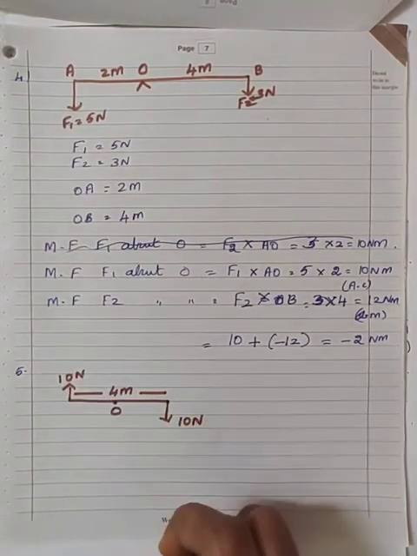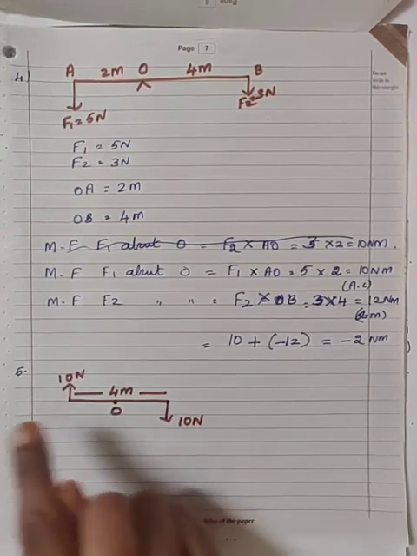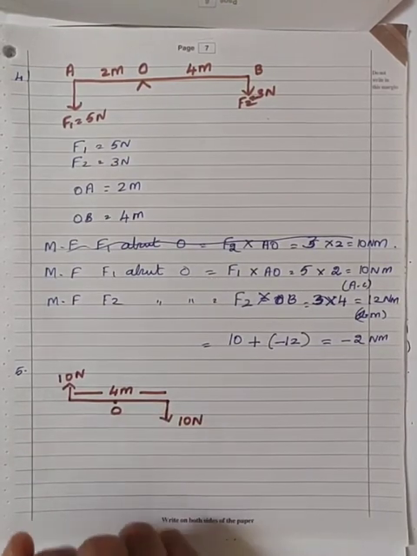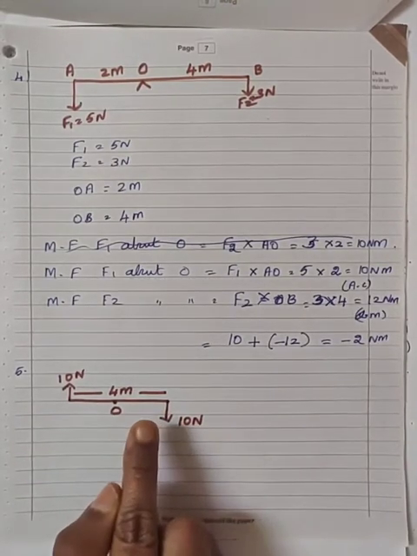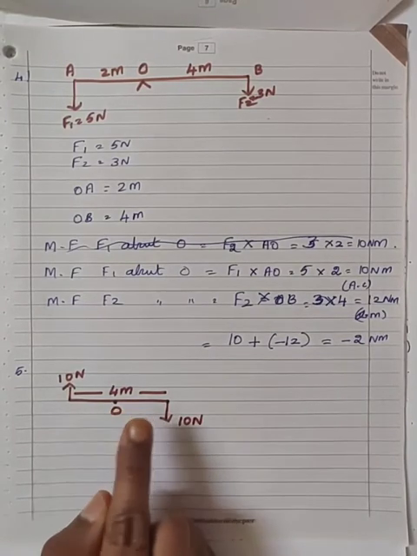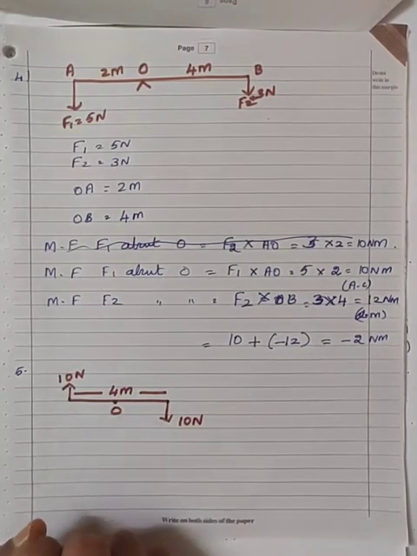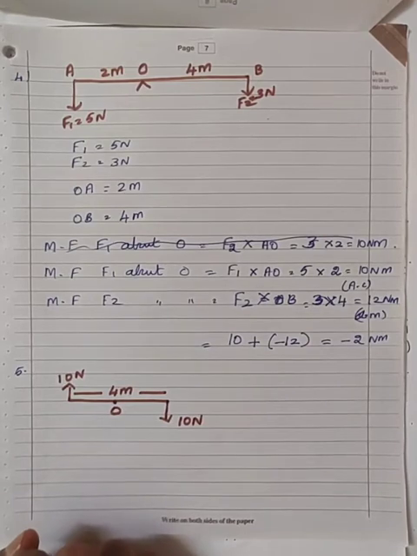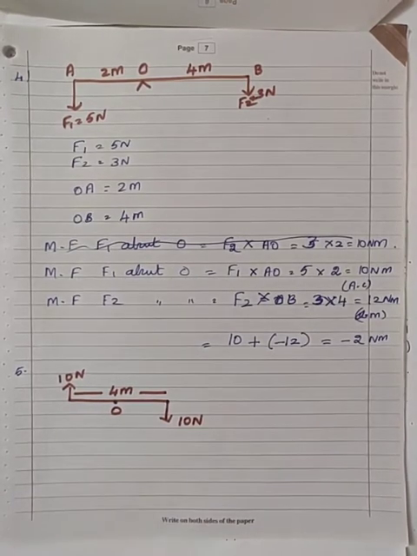Two forces, each of magnitude 10 Newton, act vertically upwards and downwards at the two ends A and B of a uniform rod of length 4 meter, which is pivoted at its midpoint as shown in the diagram. Determine the magnitude of the resultant moment of forces about the pivot point O. Here, first we have to calculate the moment of force F1 about the point O.